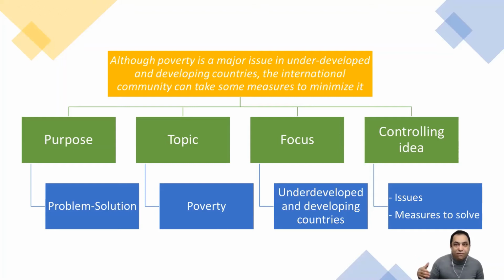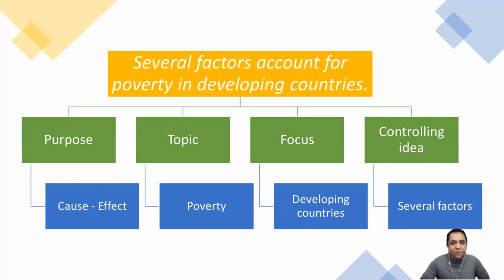Sometimes you write a paragraph to present a problem and then offer a solution. That's called problem solution. The topic here is poverty. Although poverty is a major issue in underdeveloped and developing countries, the international community can take some measures to minimize it. So the problem on the one hand, the solution on the other. Yes, so it's clear.